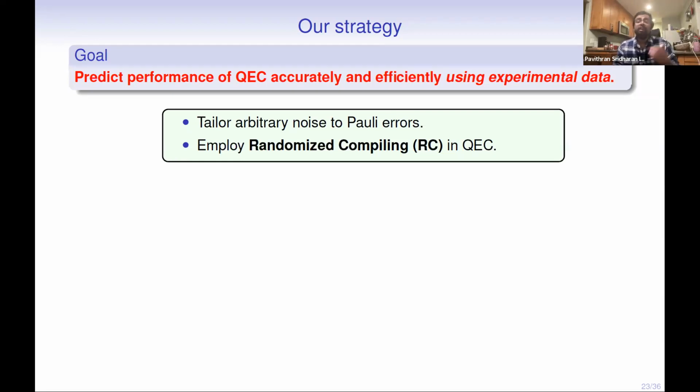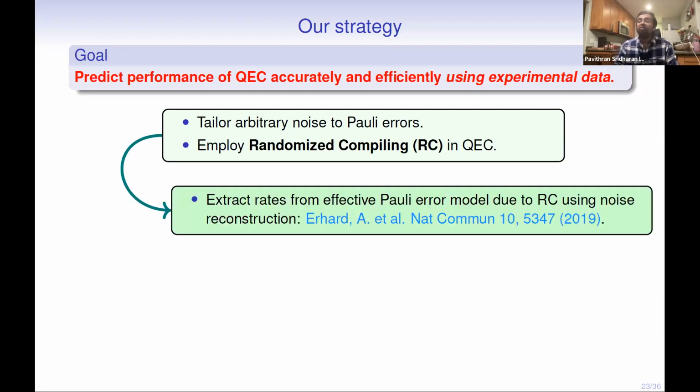So once we have taken a circuit and applied this tool called randomized compiling, what it effectively does is any noise that the memory is undergoing in that circuit is effectively reduced to a Pauli noise on the memory. Once we have done it, we want to completely characterize this Pauli noise model using a tool called noise reconstruction, which says that if all the noise that's going on in a system is a Pauli noise model, you can completely characterize the individual rates of the Pauli errors occurring in the system.